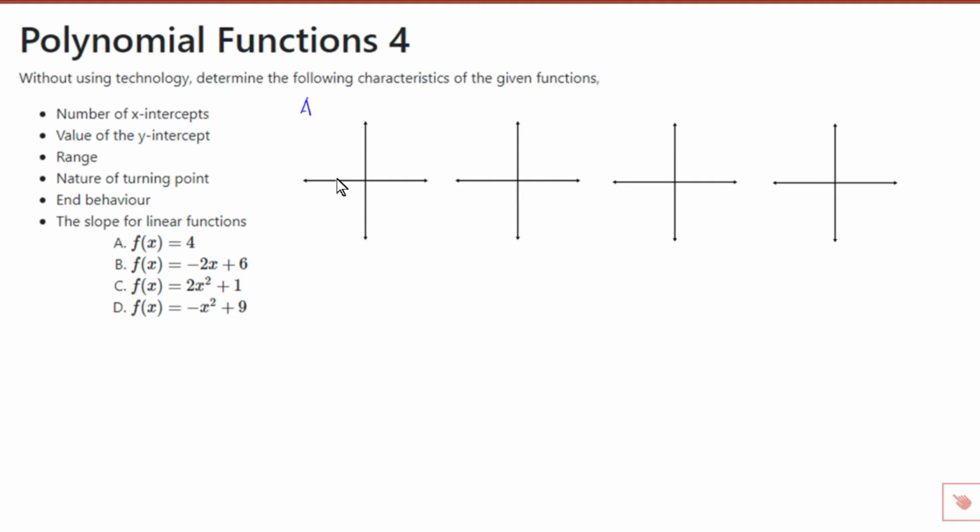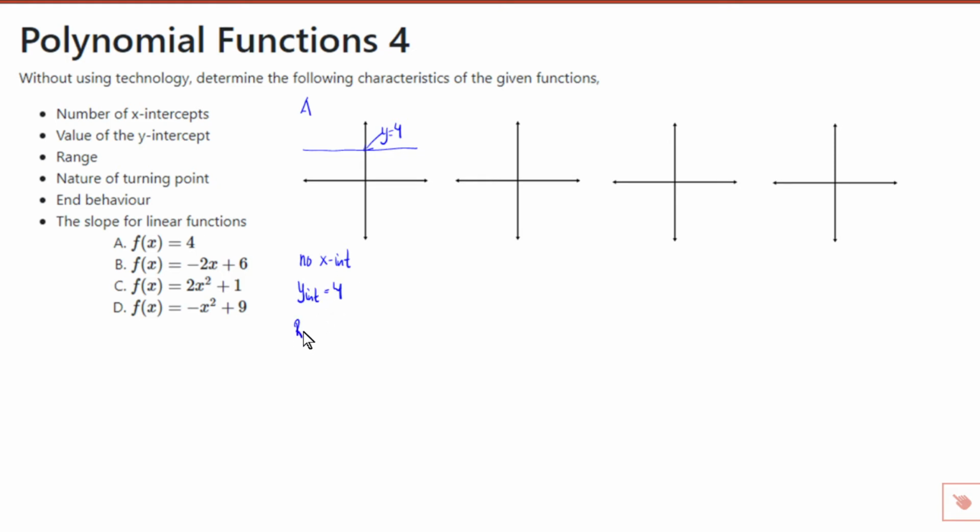f of x equals 4 will be a horizontal line like that, where the y-coordinate of the point where it's crossing the y-axis is going to be 4. So in terms of the number of x-intercepts, well, this function never crosses the x-axis, so it has no x-intercepts. Value of the y-intercept, that's the y-coordinate where it's crossing the y-axis, is 4.